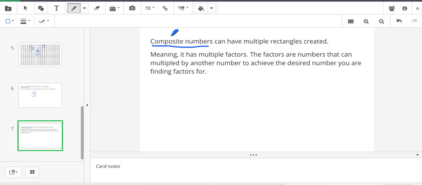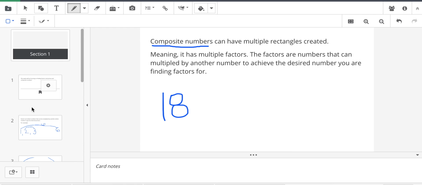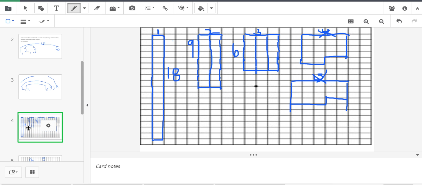18 is a composite number. We created multiple rectangles, which means that it has multiple numbers that can be multiplied to get 18. So 2 times 9 are factors to get 18. 3 times 6 are factors to get 18. 18 times 1 also works, but we know that 2, 3, 6, and 9 also work to get 18. And so there we have it for our first week of our video for prime and composite numbers and finding factors using our rectangles.